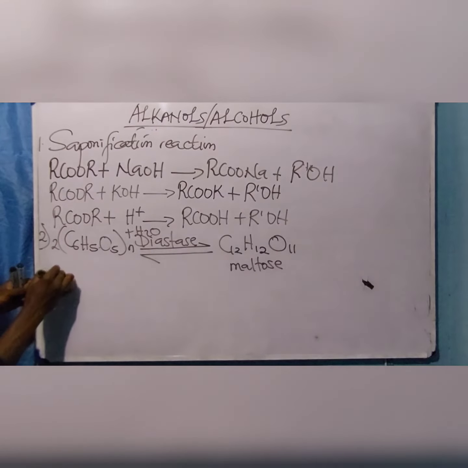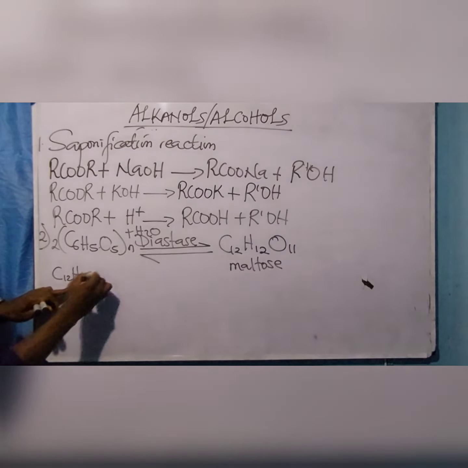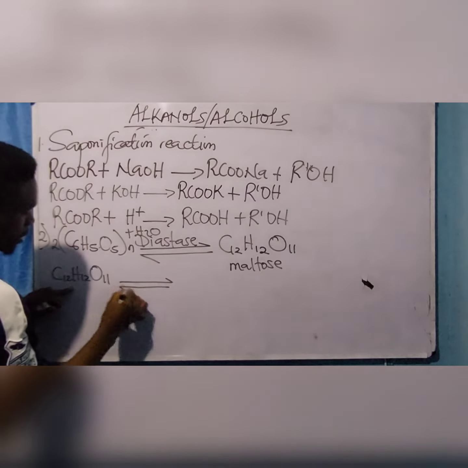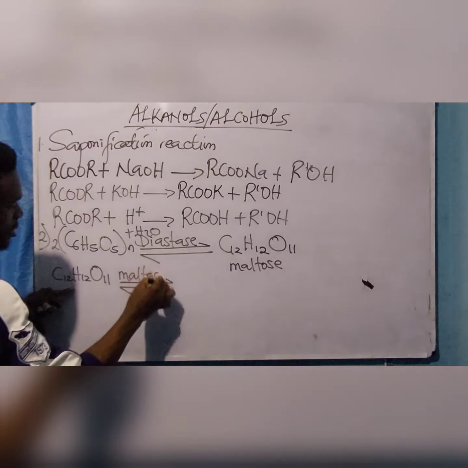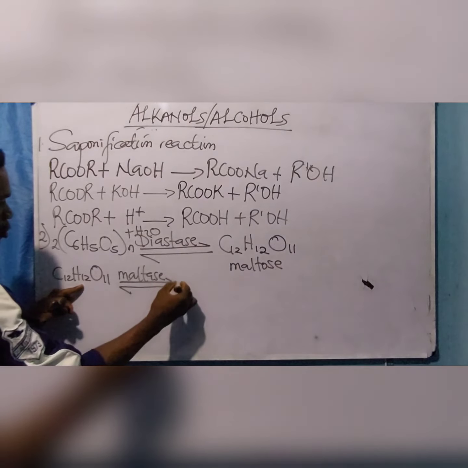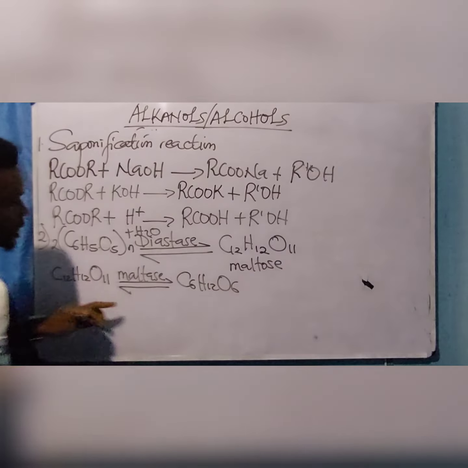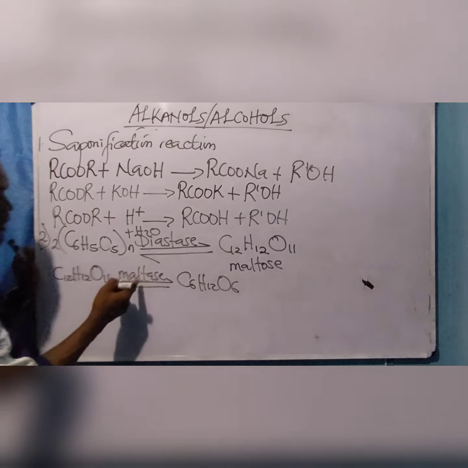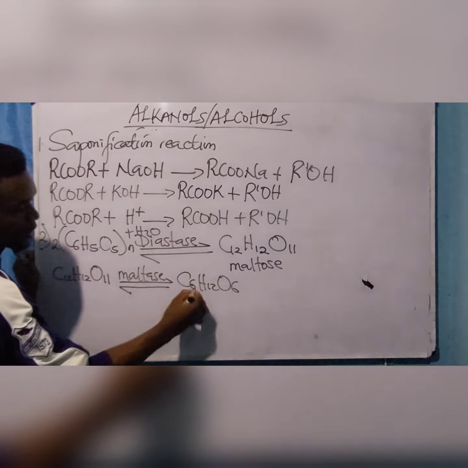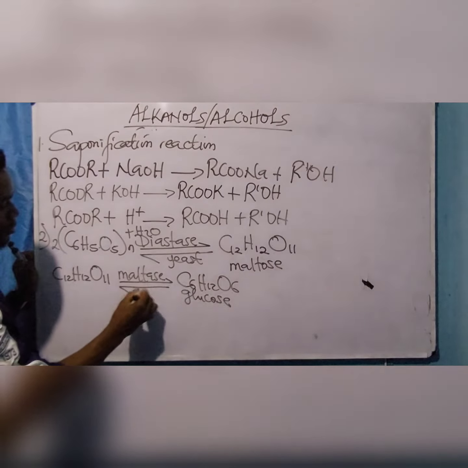Now this maltose is reacted again. You have C12H22O11 in the presence of maltase. Maltase will convert this maltose to glucose, C6H12O6. Now this is glucose. Look at it. Which means that maltase is an enzyme that converts maltose to glucose. Yeast produces diastase. Please take note of that.